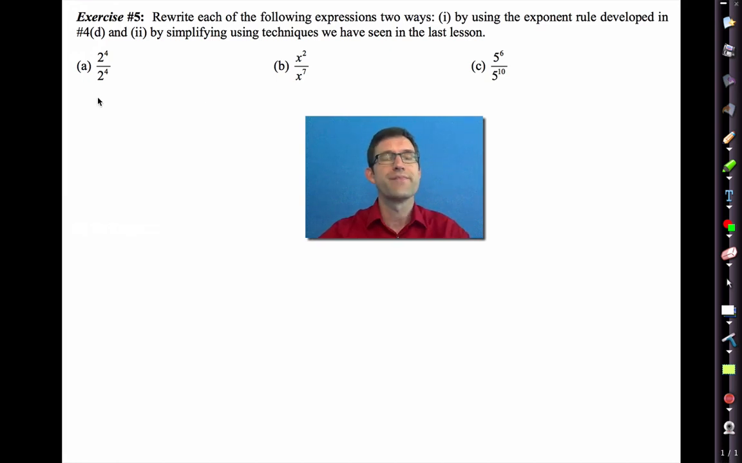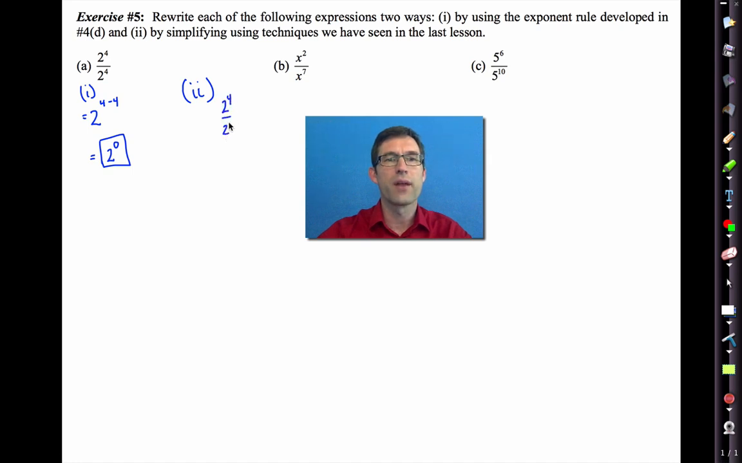So, for instance, 2 to the 4th divided by 2 to the 4th. Let me label them as 1 and 2. The exponent law would say, well, we should just subtract those two exponents, so we should get 2 to the 0. On the other hand, we know that 2 to the 4th divided by 2 to the 4th must be equal to 1 because they are the same quantity. And look at that, something to the 0 is equal to 1.